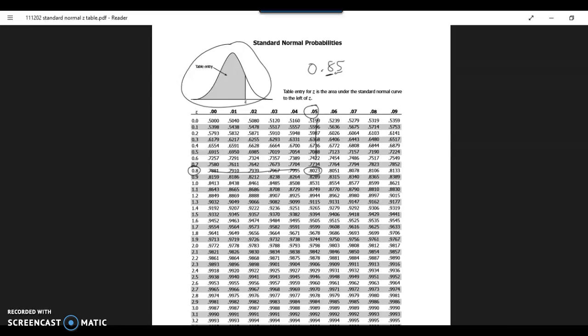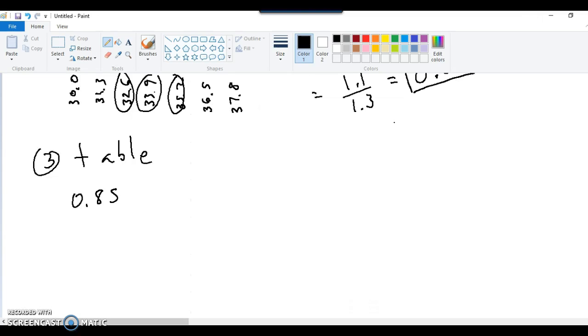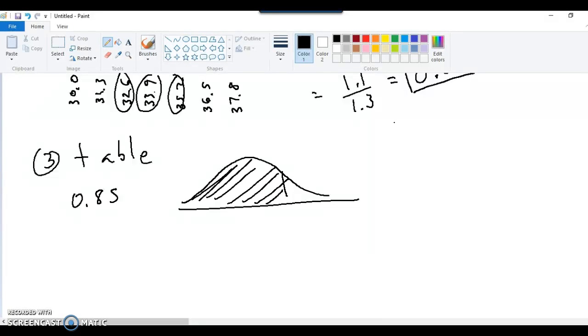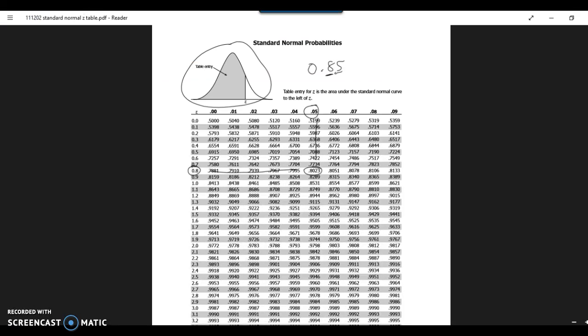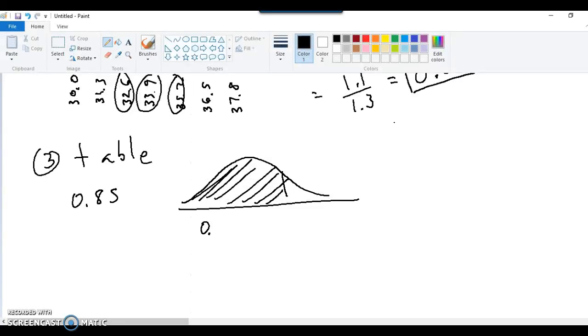So back to our main screen here, 0.8023. So let's draw a picture of what we just figured out. So this area, the area to the left, is, oh, I forgot. Just a second here. Let me look it up again. It was 0.8023. All right. So 0.8023. Roughly 80% of newborns have a head circumference less than 35 centimeters.